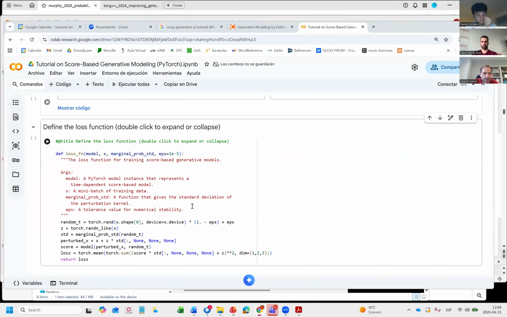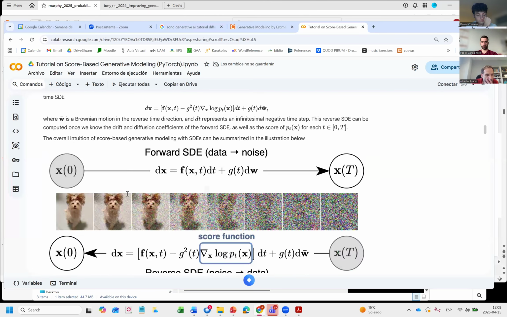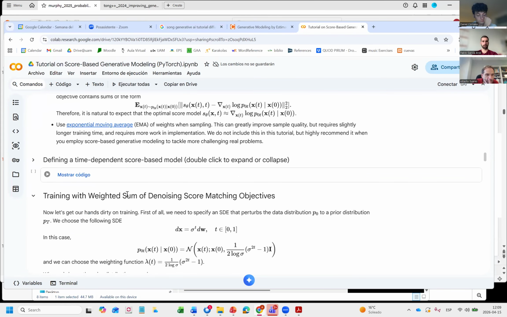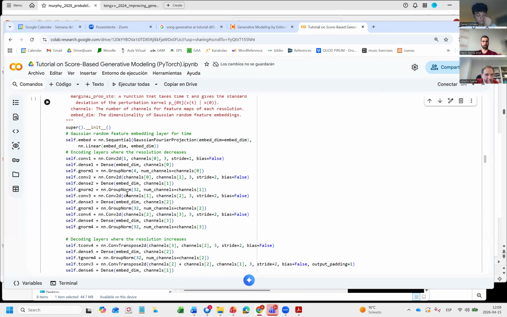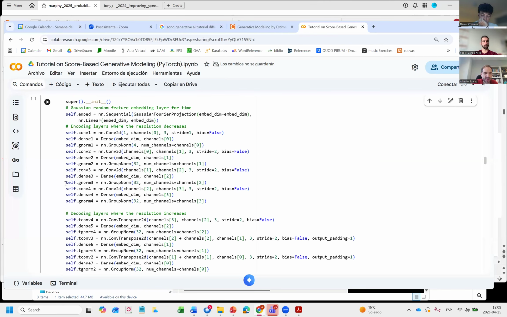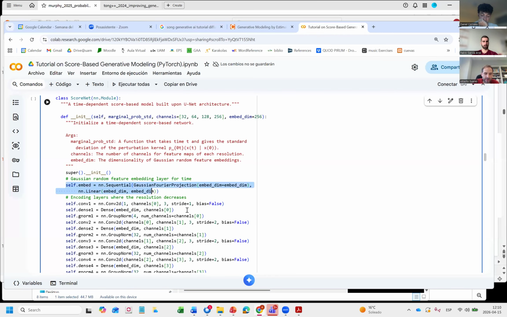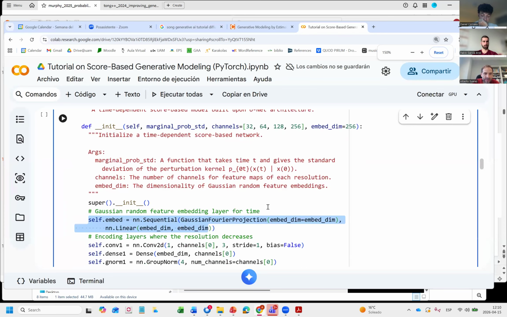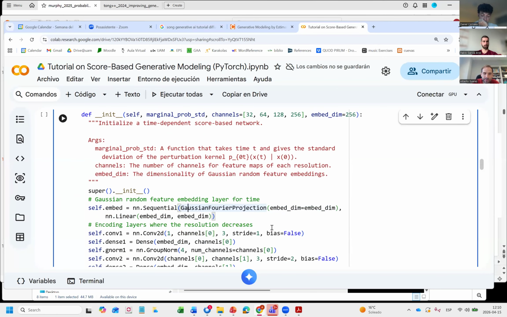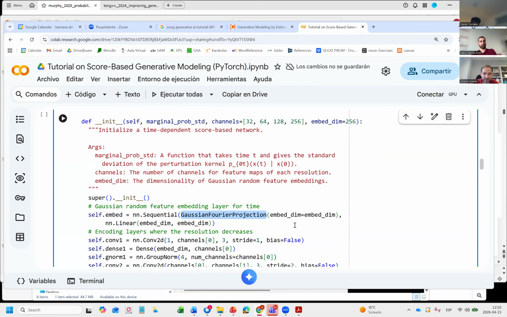If I go to the Song tutorial, you can see what the UNet looks like. The UNet is something similar to this one. This is for diffusion models with continuous time, but the idea is that you have this self-embed here. I don't know if it's large enough. Just a second. This self-embed is basically embedding time. This is basically a Gaussian Fourier projection, that's the time embedding, to enrich the representation of time.